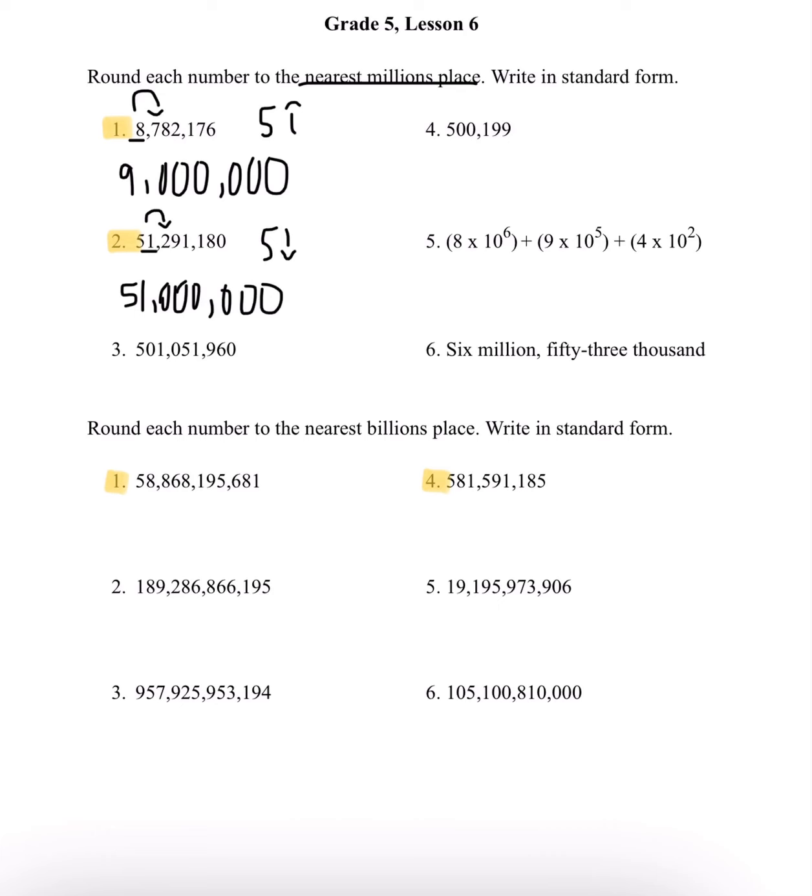Next, it says, round each number to the nearest billions place. Write in standard form. So if this was the millions place, here would be the billions place. And we see the billions place is an 8. If we look at the number behind it, it's an 8. An 8 is 5 or above. So the 8, the green highlighted, will be rounded to 9. And the rest of the numbers are zeros.